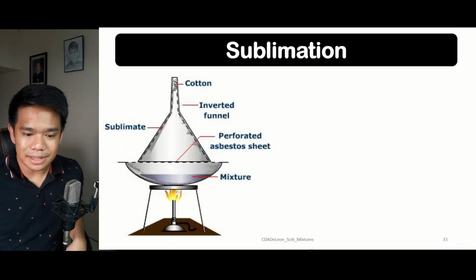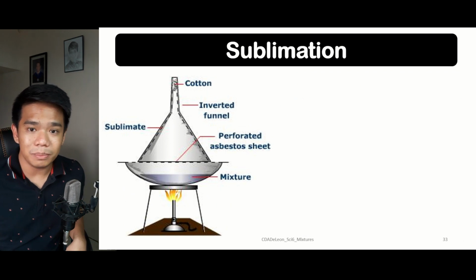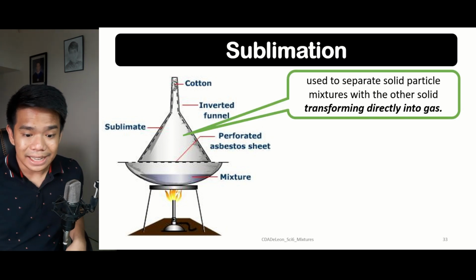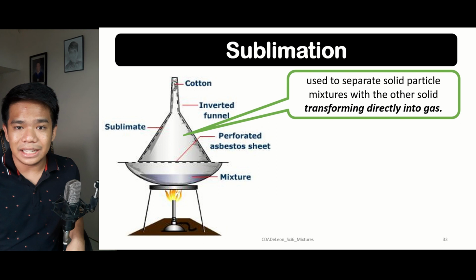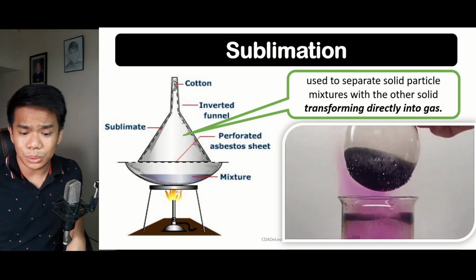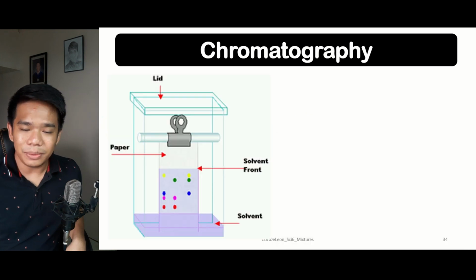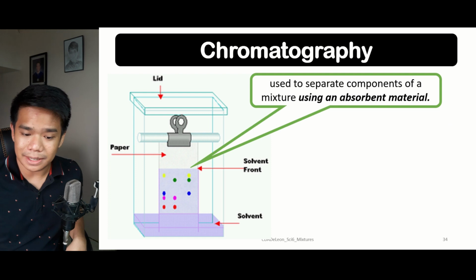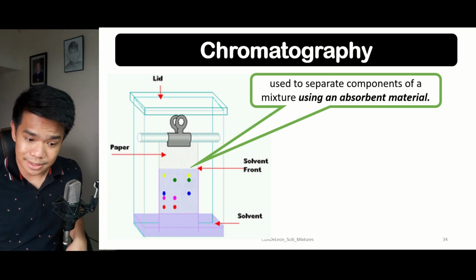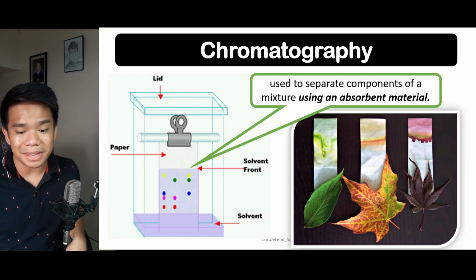Another example is sublimation, but this time instead of separating it from liquid to solid, the substance does not go under the liquid phase, rather it transforms from solid directly into a gas. Usually, this is used for fingerprinting purposes, in which it uses iodine crystals. And lastly, we have chromatography, in which a specific absorbent material is used in order to separate the components. Usually, this is done in the laboratory in separating pigments.